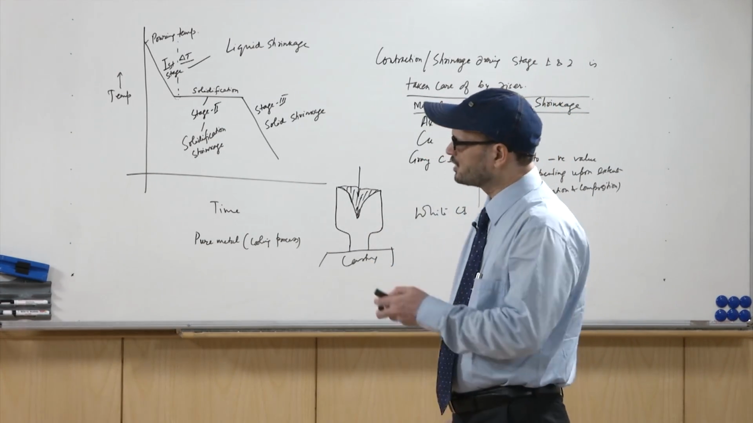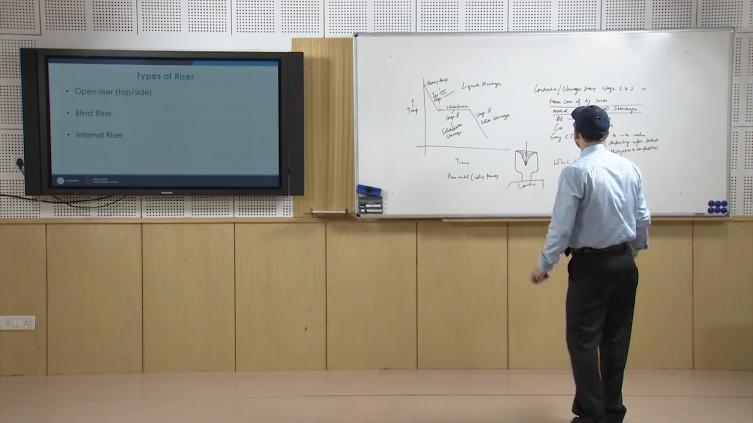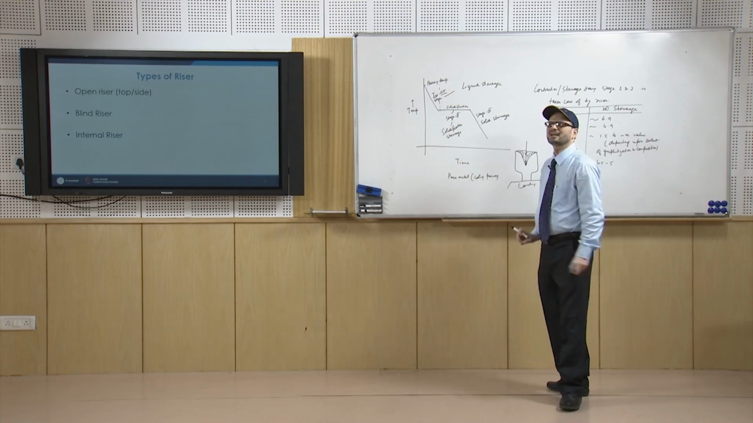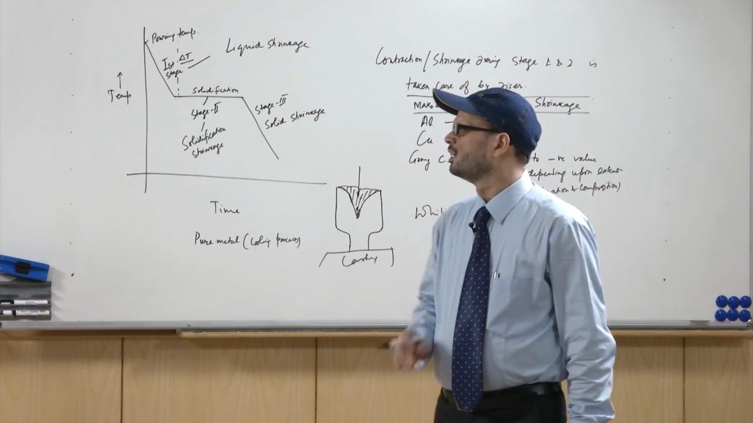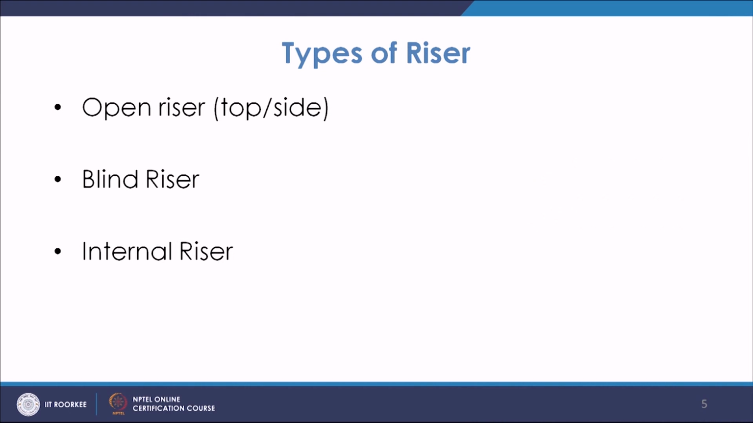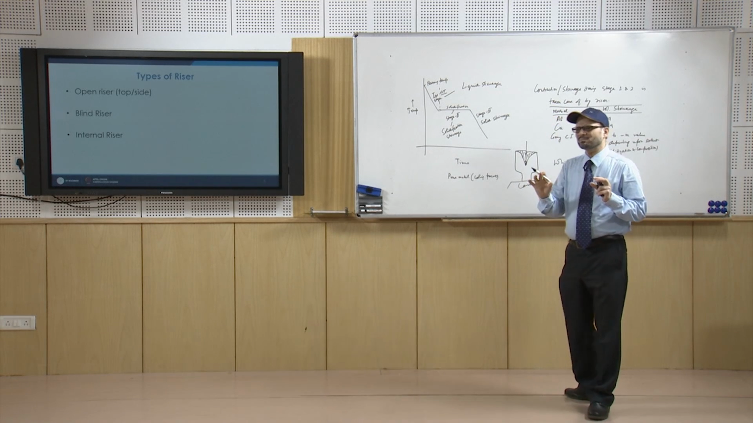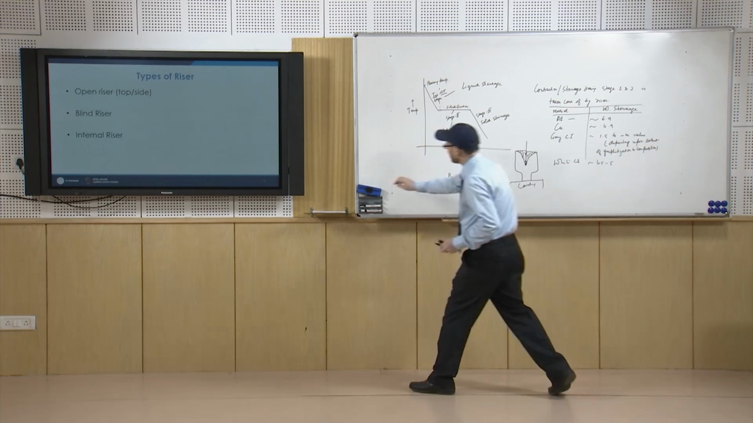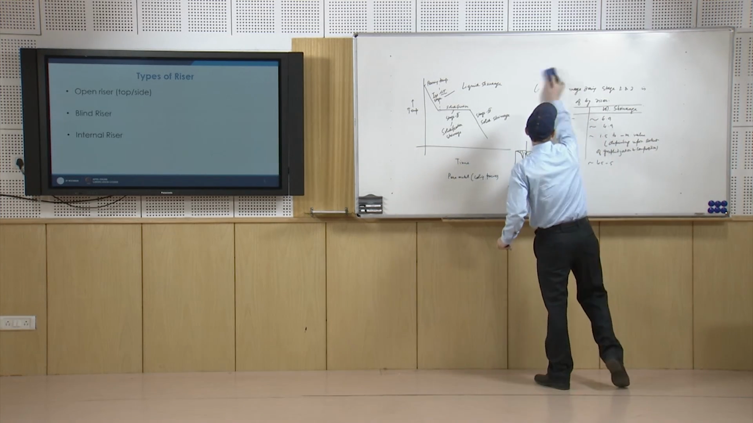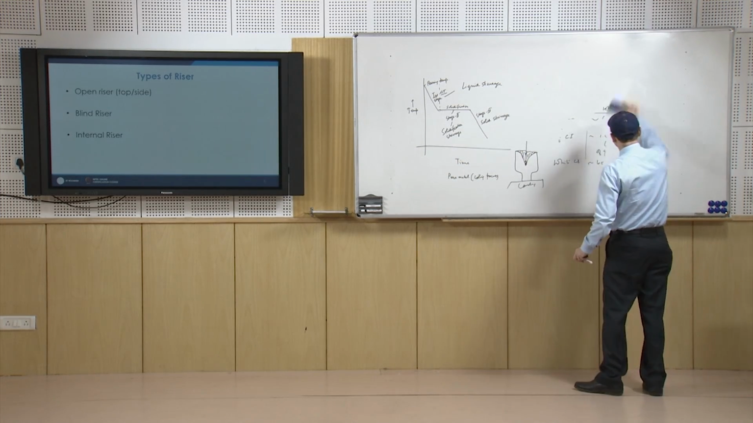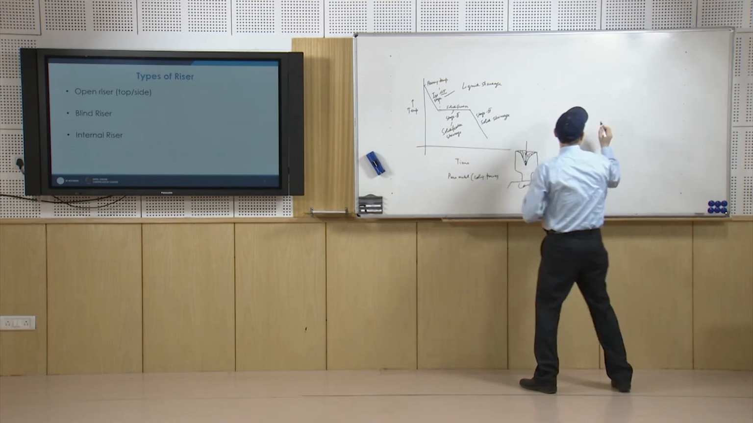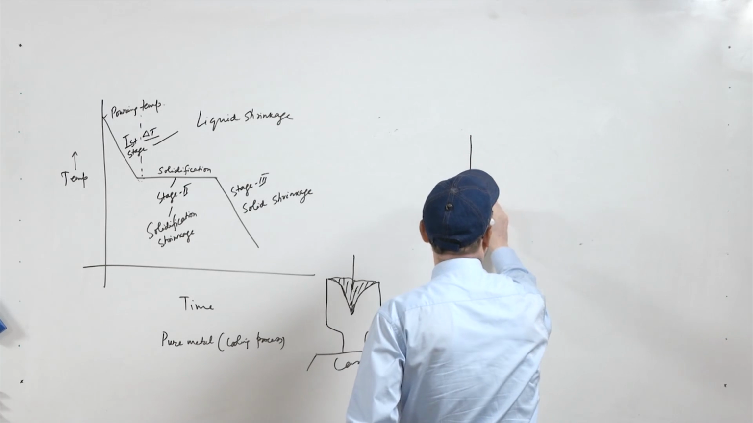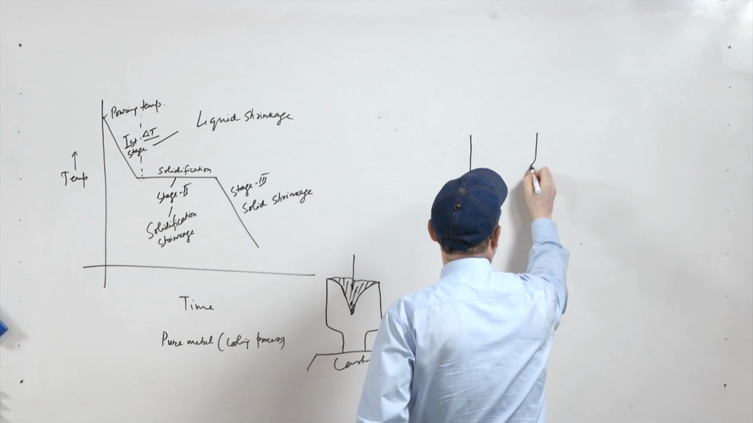Now, in that case the top riser is attached to the cope portion of the casting, it does not extend till the drag portion, whereas there is the side riser. Side riser normally will go at the parting plane of the casting. So, the side riser is placed on the side of the casting and it will have a connection at the parting plane. So, the side riser will look like this.